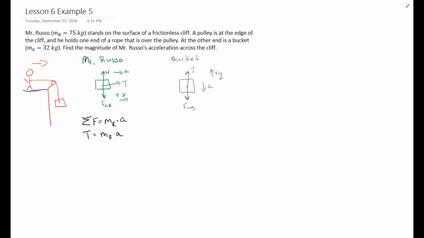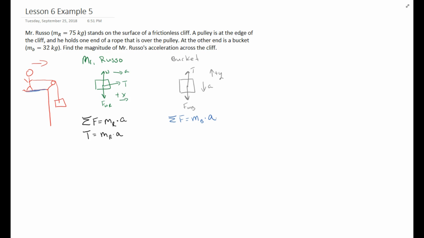We now need to go ahead and shift gears and apply Newton's second law to our bucket. So we're going to still look at the sum of the forces is equal to the mass of the bucket times the acceleration. Again, that same acceleration because my objects are tied together.